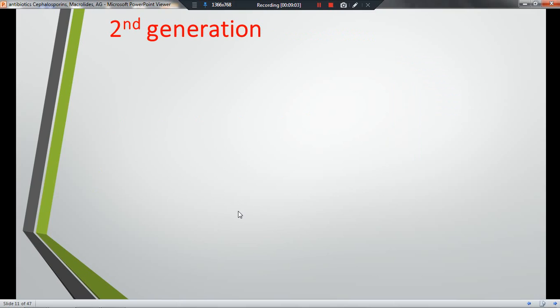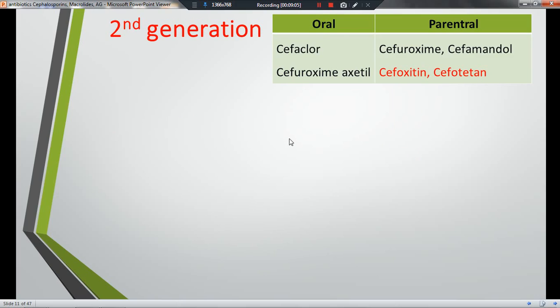Now we come to second generation. Second generation, again remember any one oral and one parenteral. If you remember, cefuroxime can be given both orally and parenterally. Orally you give it as a prodrug, cefuroxime axetil. Parenterally you give cefuroxime. Then you have cefoxitin, cefotetan, which I have told earlier, which is active against anaerobic organisms. Okay, so which are second generation most active against? Mainly gram negative, and cefoxitin, cefotetan are active against anaerobes.